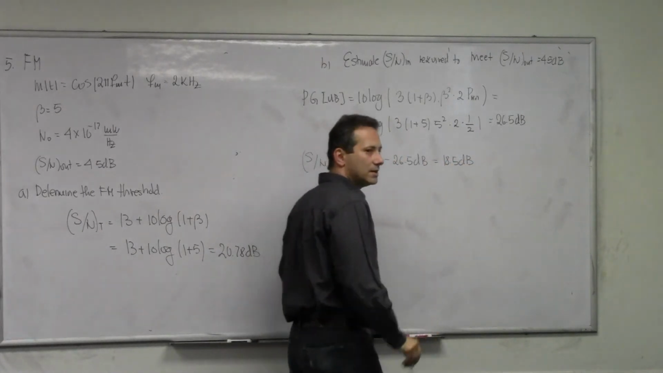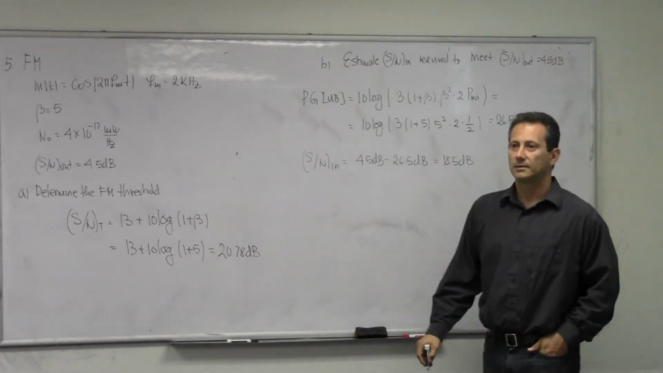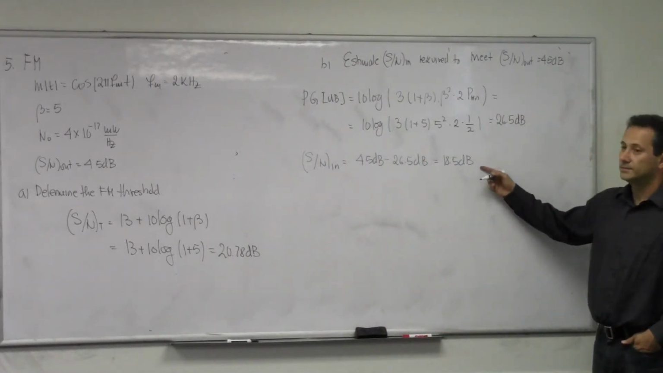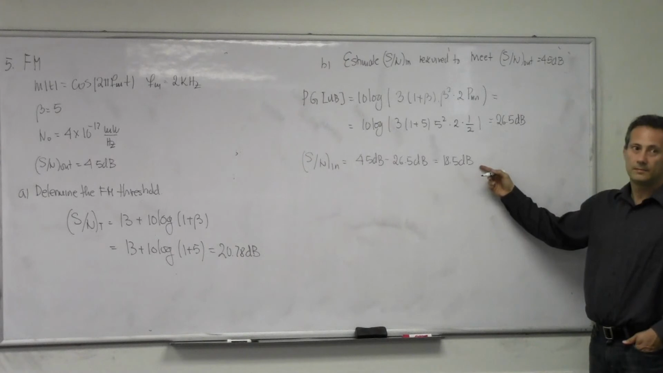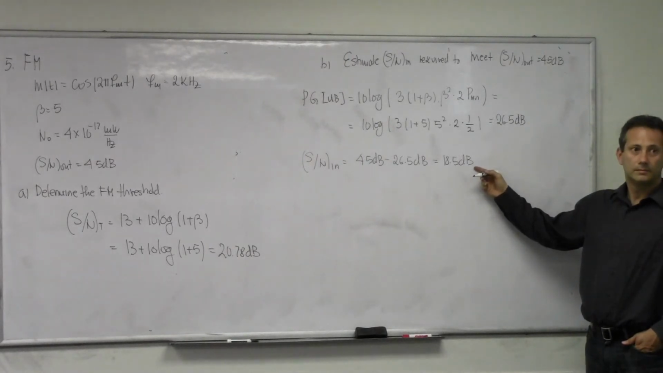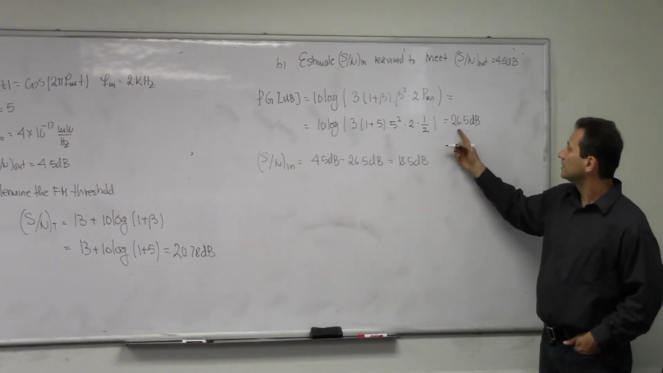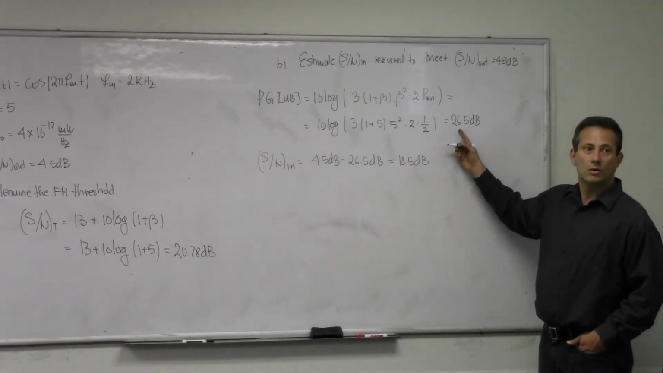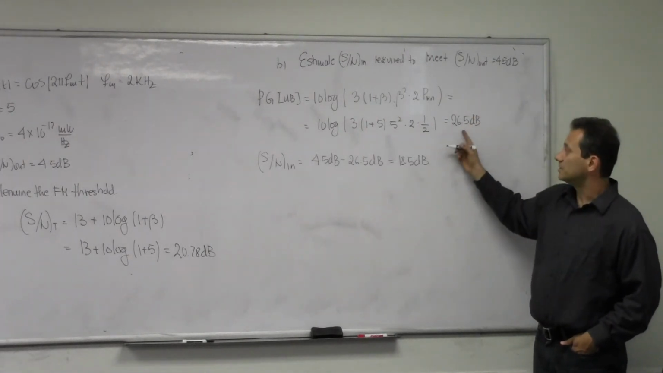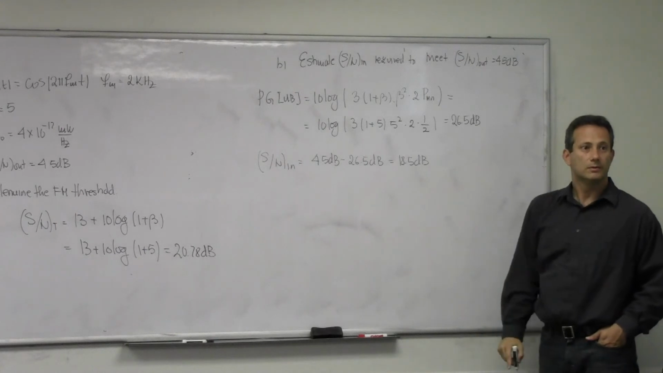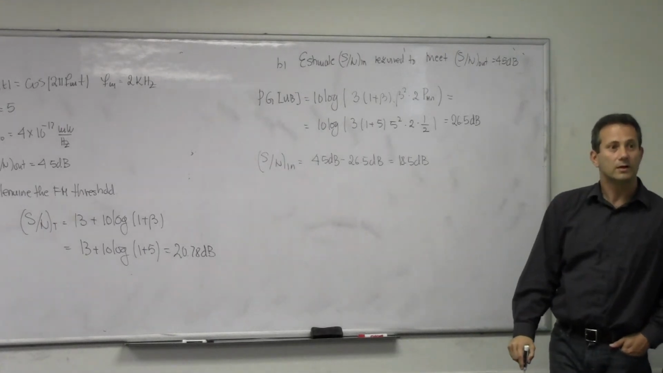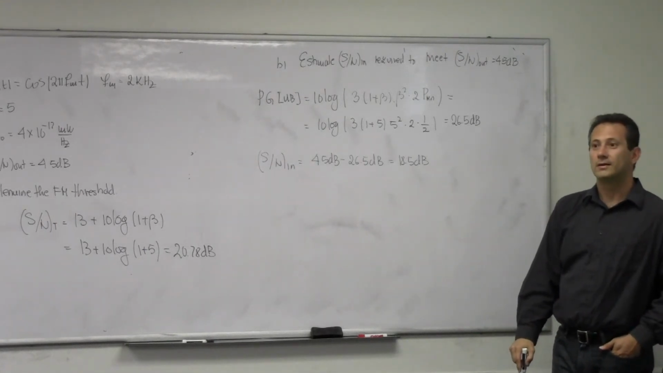Is that a good answer? Why not? The output is 45. Output is 45, yeah. Processing gain is 26, right? So output minus processing gain gives me the input. Right. Is it correct? Yeah?